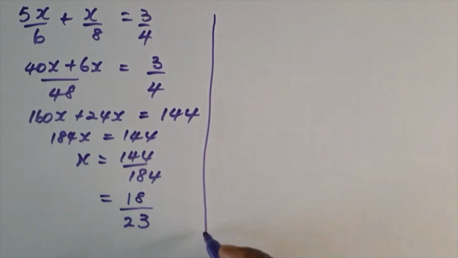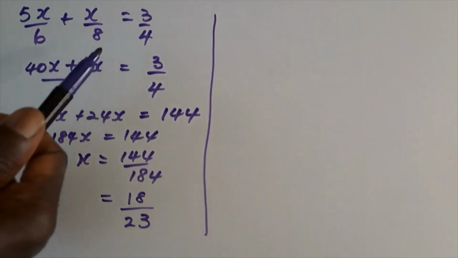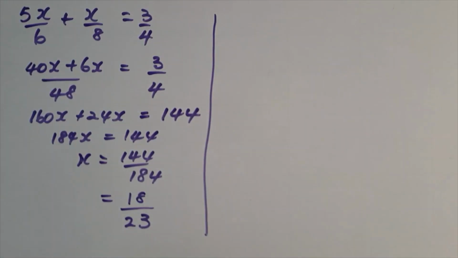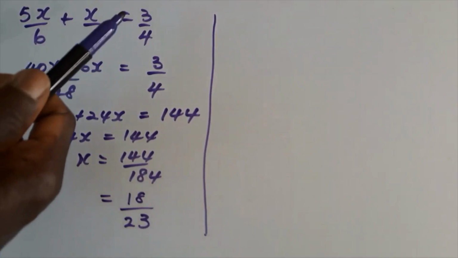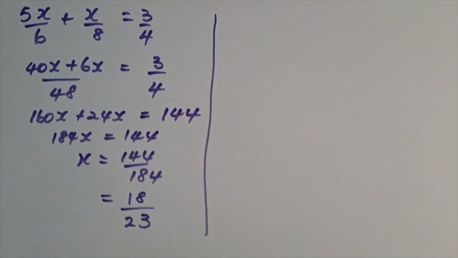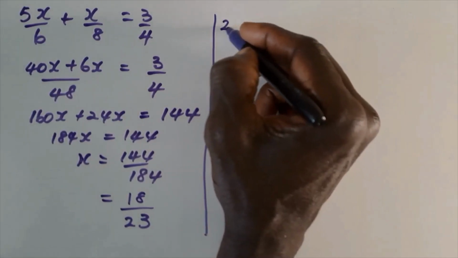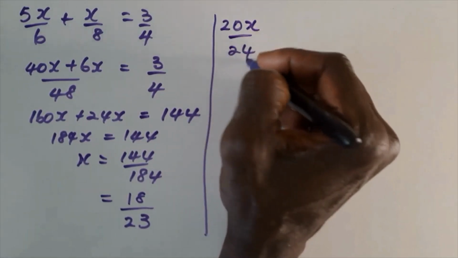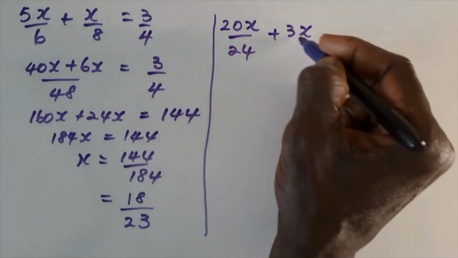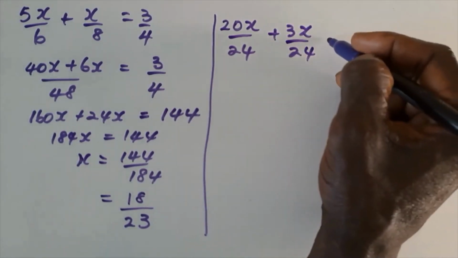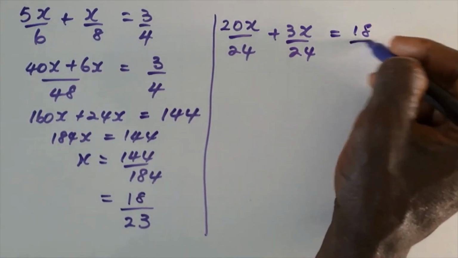The alternative approach is to tackle this by creating a common denominator for all of these fractions, and we'll choose 24. So multiply each fraction to achieve the denominator of 24. The first one we'll multiply by 4, the second by 3, and on the right hand side we'll multiply by 6, and the results are 20x over 24 and 3x over 24. That's equal to 18 over 24.